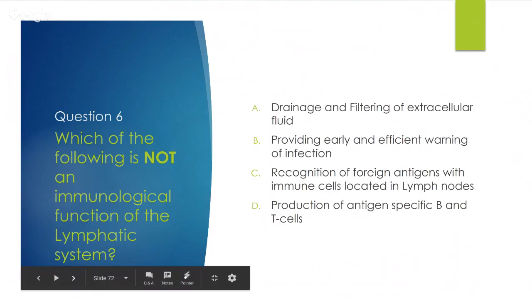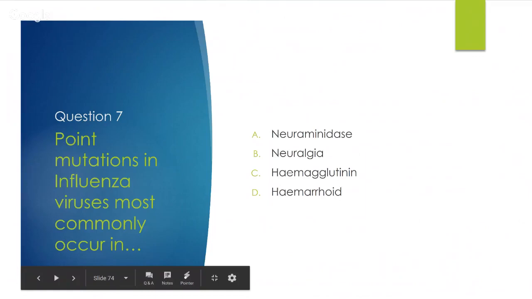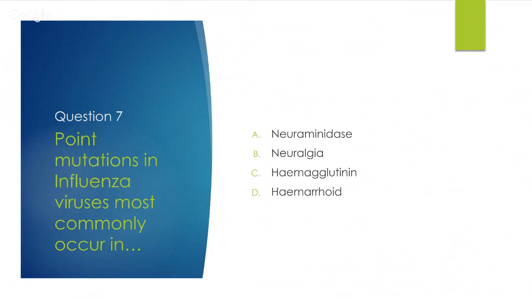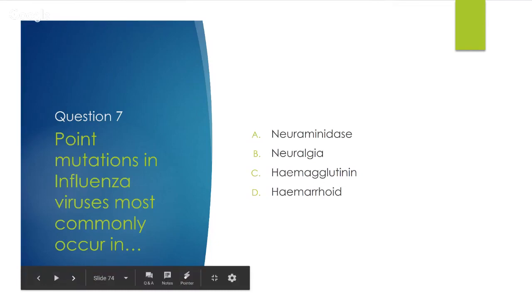Point mutations in influenza virus most commonly occur in. So we talked about how viruses have hemagglutinin and neuraminidase, and the differences in them often cause changes in the viral strains. And your hemagglutinin is the one where you'd most commonly see mutations.